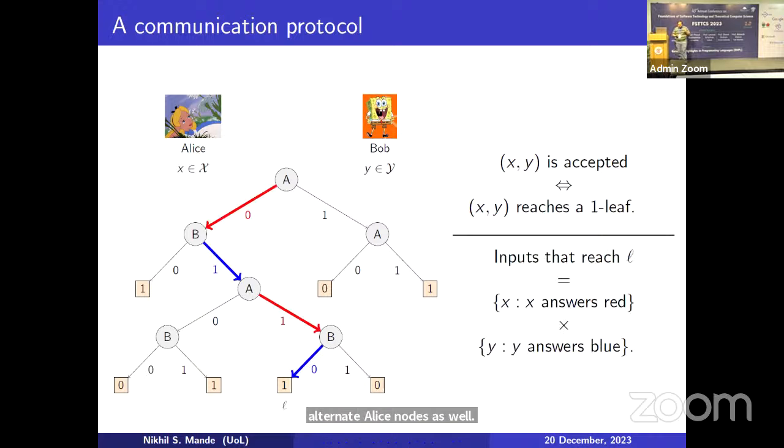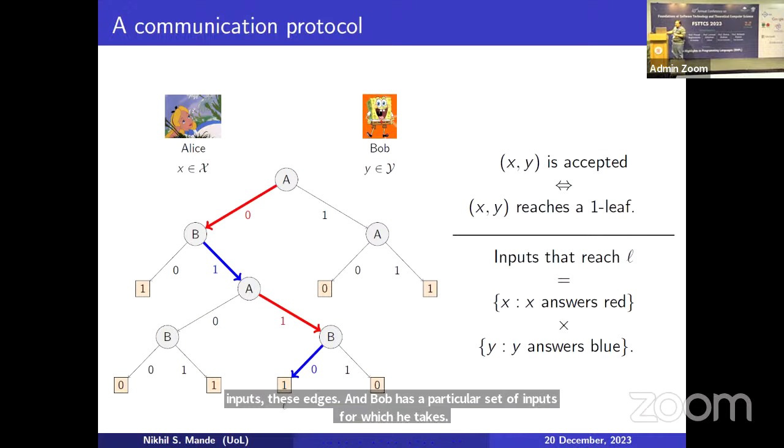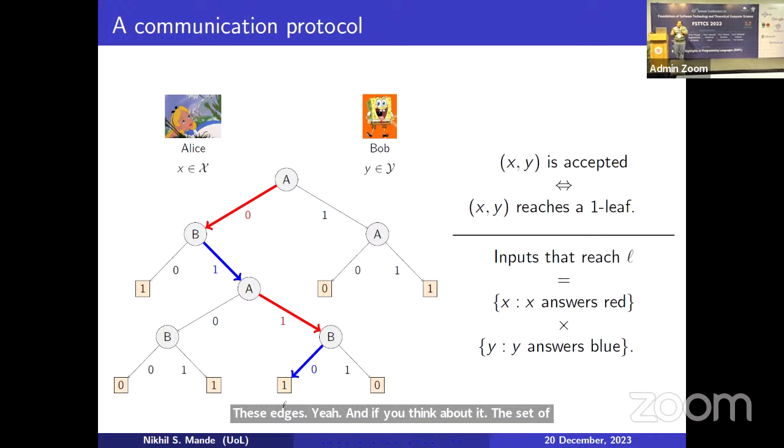So let's take a closer look at what are the possible inputs that could reach a leaf. So there's two colored edges here. For this A to B 0 and this A to B 1, Alice has a set of particular x's for which she takes these edges. And Bob has a particular set of inputs for which he takes these edges. And if you think about it, the set of inputs that reach this leaf is just a product set, the product of these two input sets. So it's all pairs (x, y), such that x would have taken these two edges and y would have taken the two blue edges.